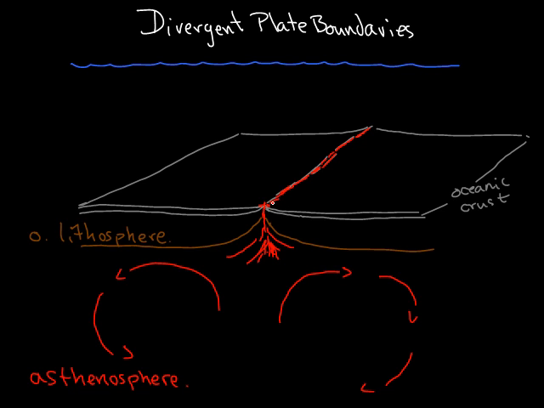Then it comes up and of course cools here, and then more will come up and take its place and basically push this material out to the side. These plates get pushed and pushed away from each other because new material is coming up from the bottom. This movement can be anywhere in the order of, let's say, 5 centimeters to 15 centimeters per year.